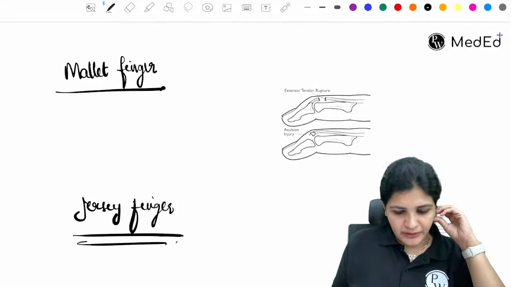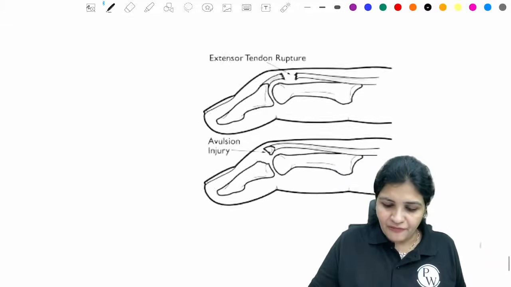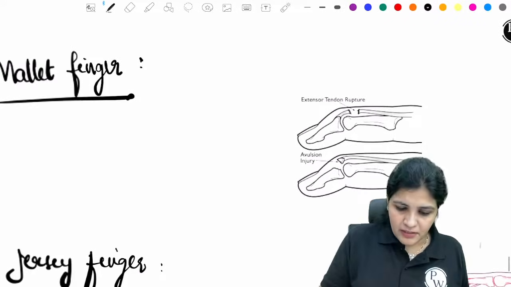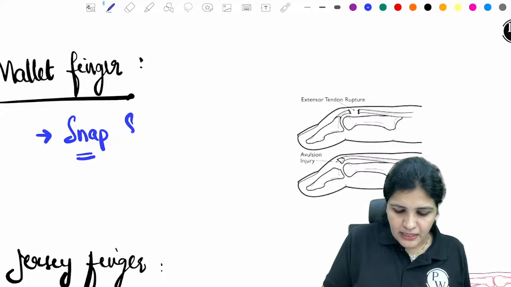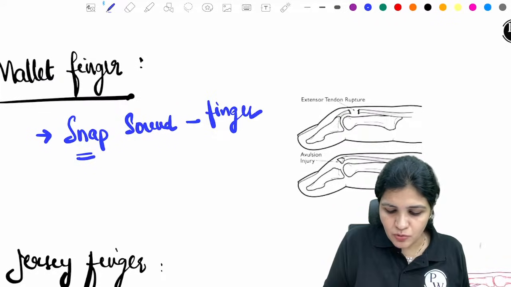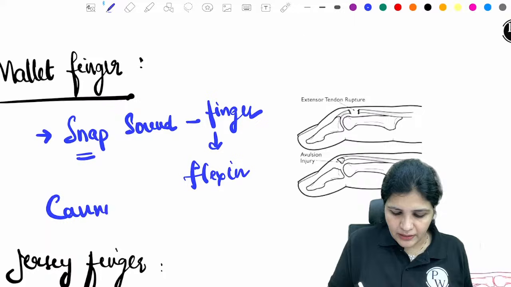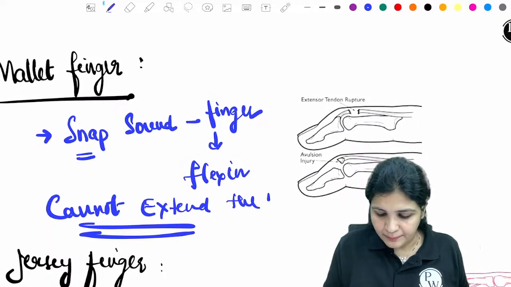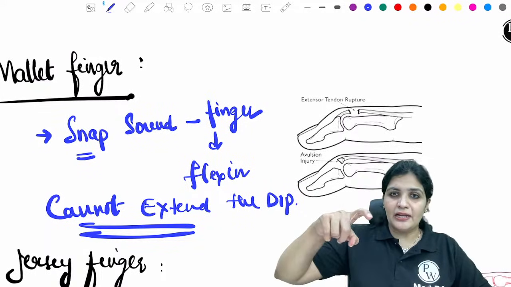Scaphoid fracture, I will tell you after this. Once we complete this mallet finger, then I'll tell you the scaphoid. So mallet finger, mallet is something like this, no? With this mallet finger, a snap sound will occur, and now the finger goes into flexion and the patient cannot extend the DIP, right? So this is the phalanx which goes into flexion like this.